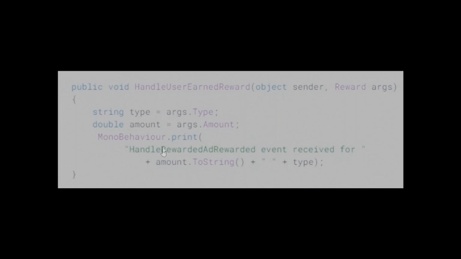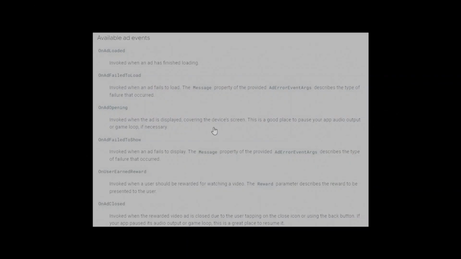The OnUserEarnedReward event provides special event arguments. It passes an instance of Reward with a type and amount describing the reward given to the user. Let us talk about the available ad events a bit.